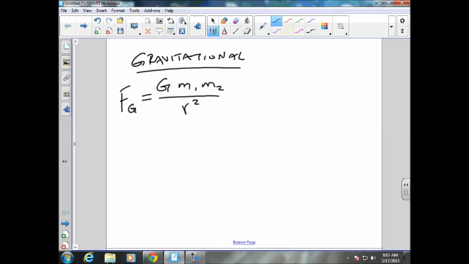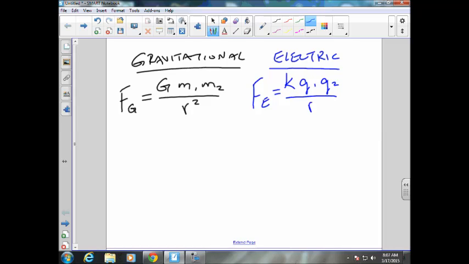When we look at an electric force, there is a different constant that we are looking at, the electric force constant. It depends on the charge of the first object, the charge of the second object, and the distance between the two objects. How are these two equations similar and how are they different?